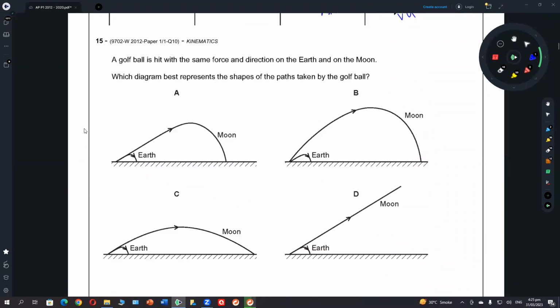Yes. Now, this is a type of projectile question, and I had shared some quick notes with you. Projectile is always a challenging topic. A golf ball is hit with the same force and direction on the earth and on the moon. Remember, there is no air on the moon, but on the surface of the earth, air is present. Which diagram best represents the shape of the path in the two cases? Also, gravity is less on the moon. Gravity is much greater on Earth.